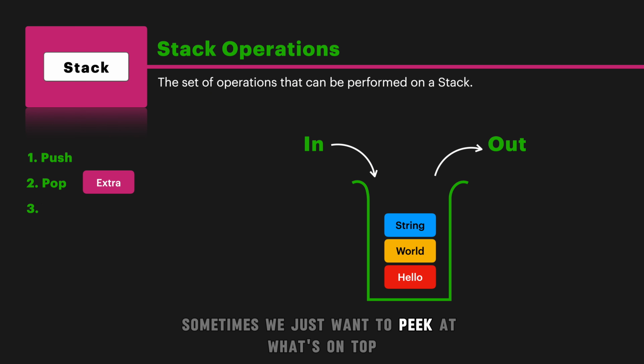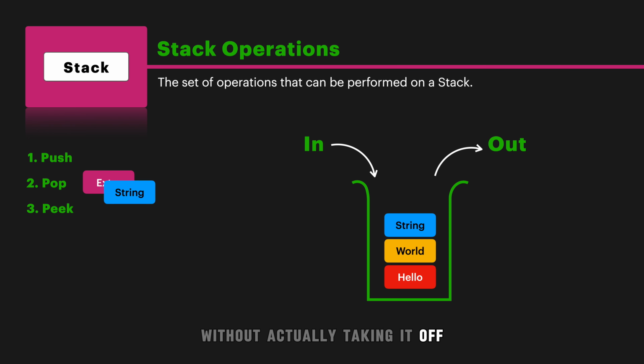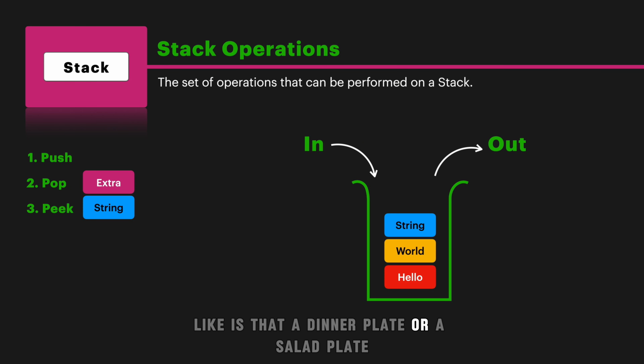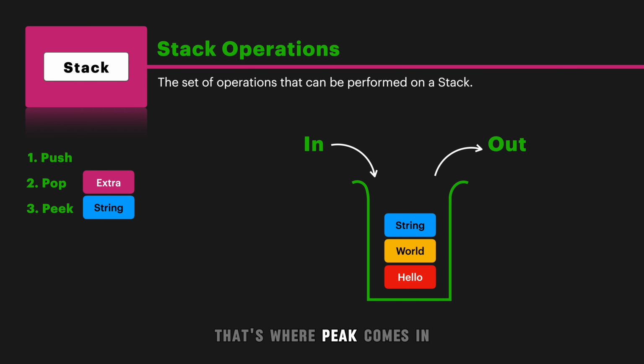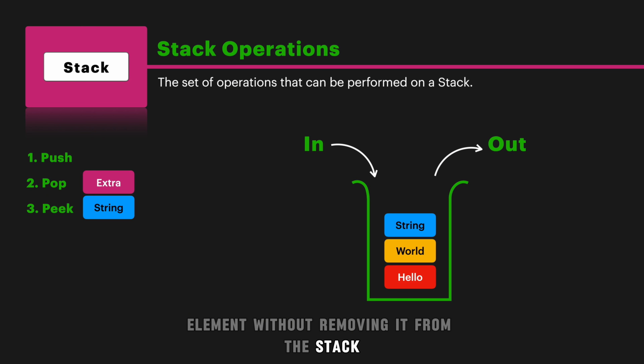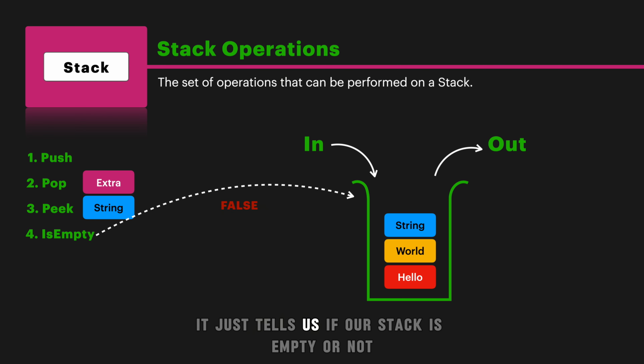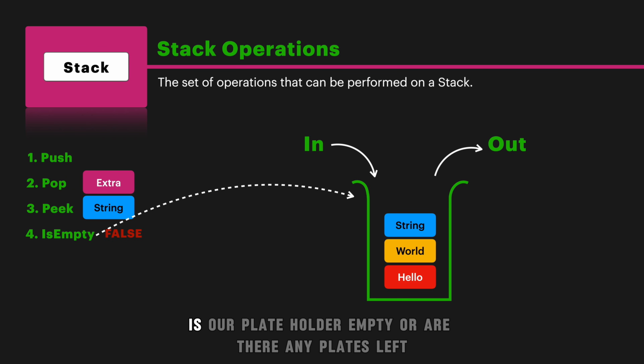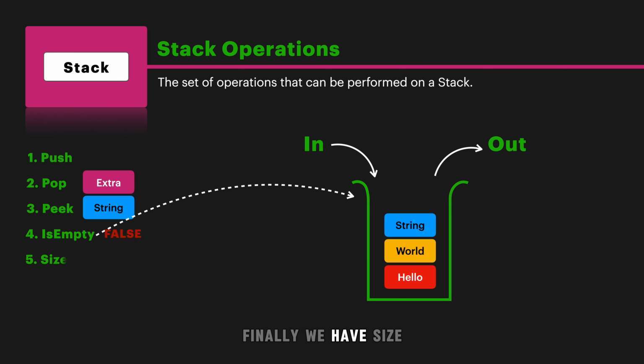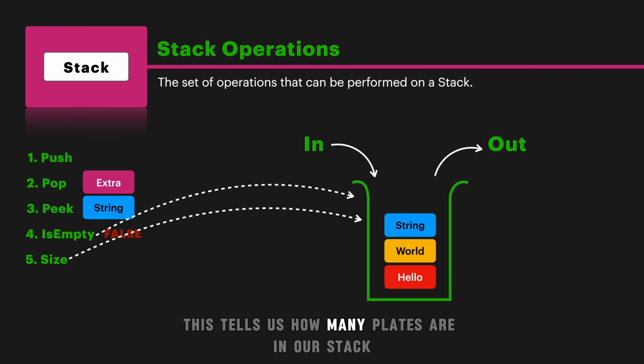Sometimes, we just want to peek at what's on top without actually taking it off. Like, is that a dinner plate or a salad plate? That's where peek comes in. It lets us take a look at the top element without removing it from the stack. Then we have is empty. This one's easy, it just tells us if our stack is empty or not. Is our plate holder empty, or are there any plates left? Finally, we have size. This tells us how many plates are in our stack, is it just 1 or 2, or do we have a whole bunch? So, those are our basic stack operations.